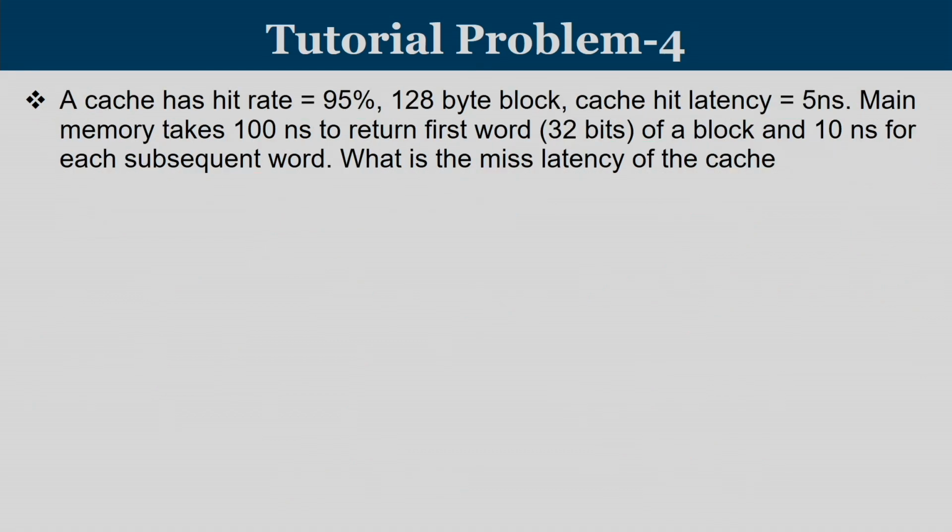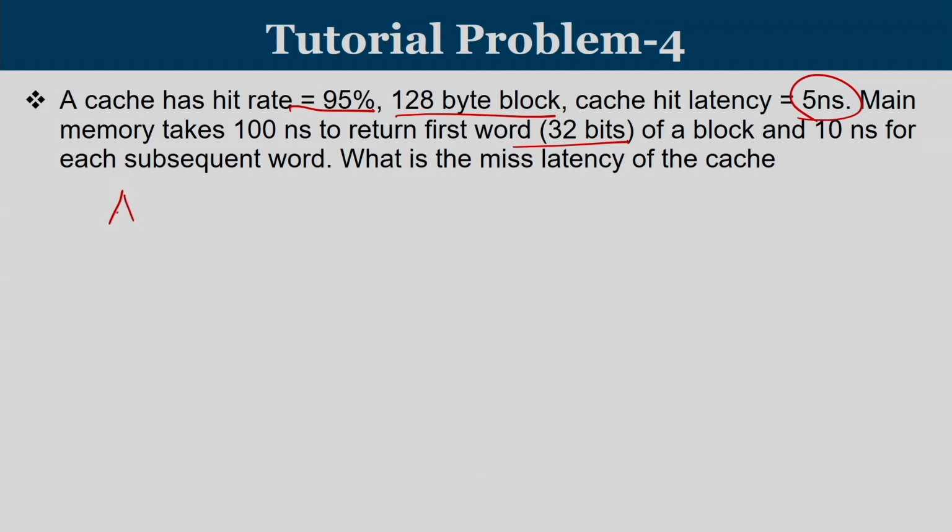Moving on to the next problem, this is basically to find out miss penalty. A cache has a hit rate of 95%, 128 byte block, and the cache hit latency, that is called hit time, is 5 nanosecond. Main memory takes 100 nanosecond to return the first word. Here the first word is 32 bits of a block, and 10 nanosecond for each subsequent word. What is the miss latency of the cache?